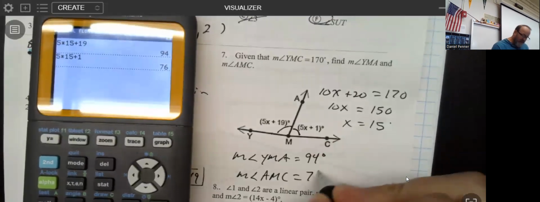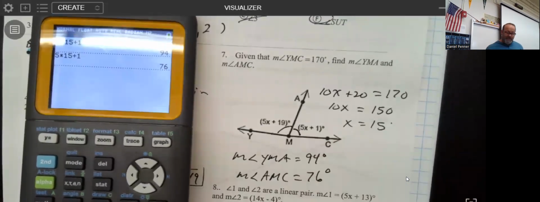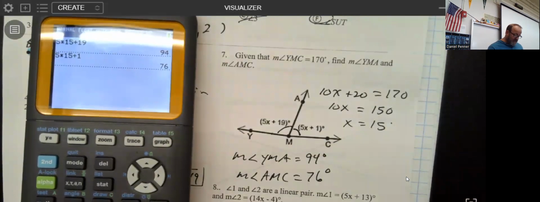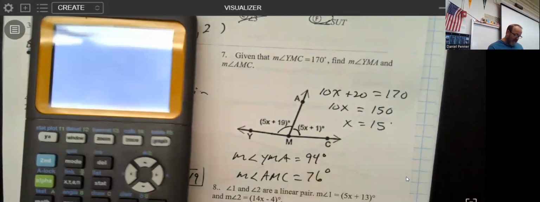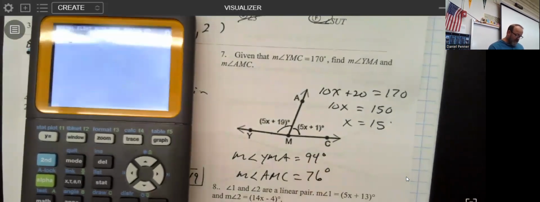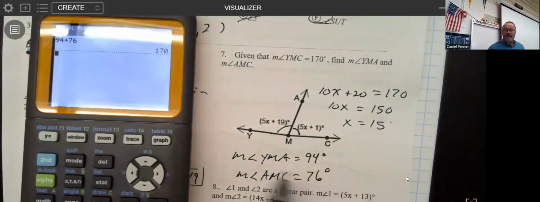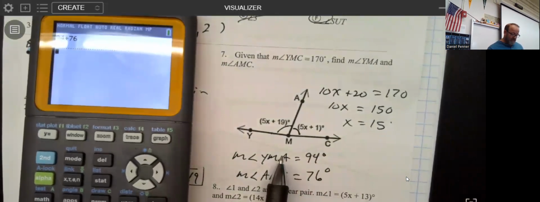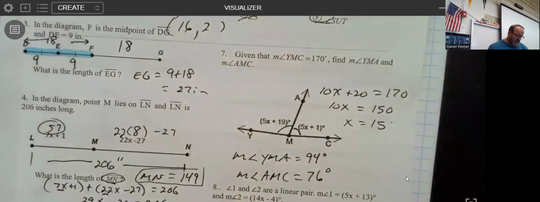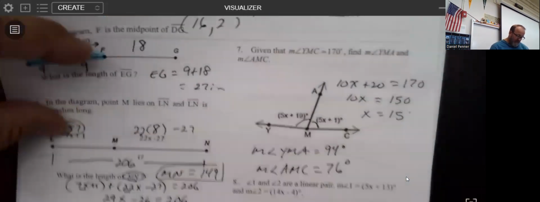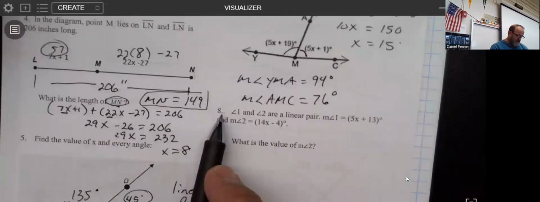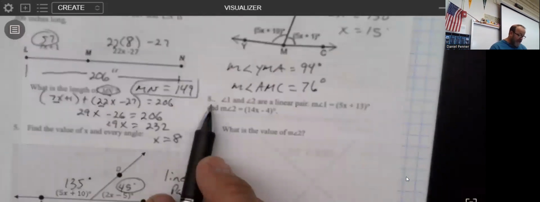Now, one of the reasons we a lot of times ask you to find these extra angles is because if we check it, the left side plus the right side should be equal to the whole thing, and that is exactly what we said the whole thing should be. Okay. Number 8. I don't know why we have 2 dots on number 8. Maybe we're trying to say it's really important. But number 8 looks like this.